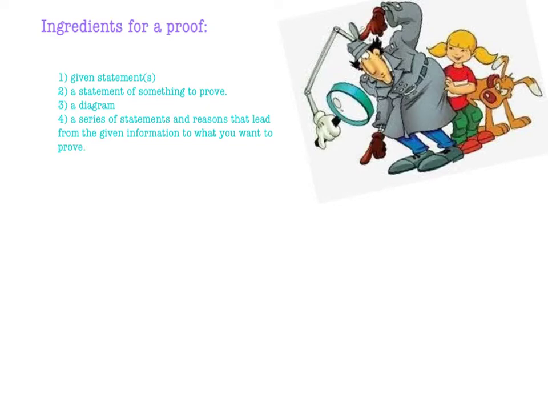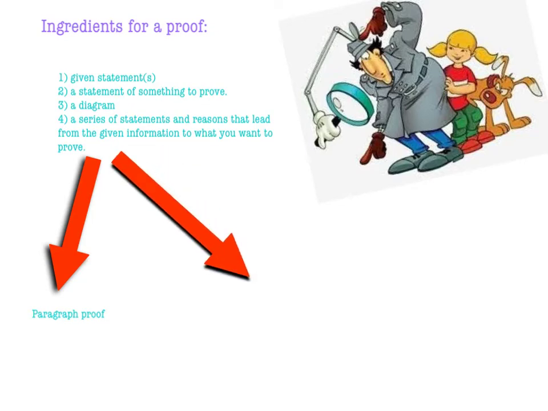Now I want you to notice I didn't say anything about a two-column proof here. I just said that there should be a series of statements and reasons that take you from the given information to the proof. Now there are two ways you can go here. One way is you can have a paragraph proof. Paragraph proof just means you're organizing your statements and reasons in a paragraph. The other option, the one that we use quite a bit in our textbook, is a two-column proof. And that's more like a list rather than a paragraph. But I want you to know that these two things contain exactly the same things. The only difference is this is written as a paragraph and this is written as a list. Okay?